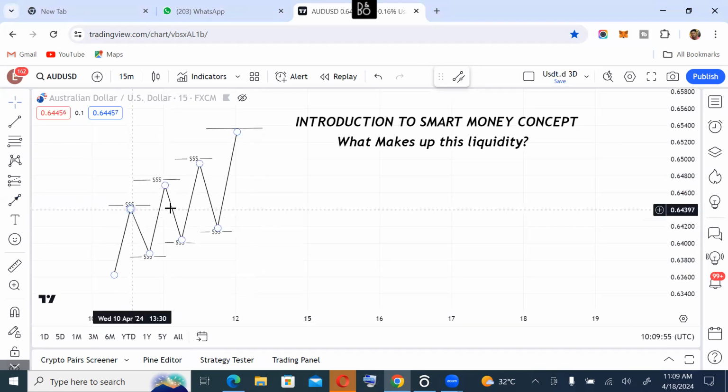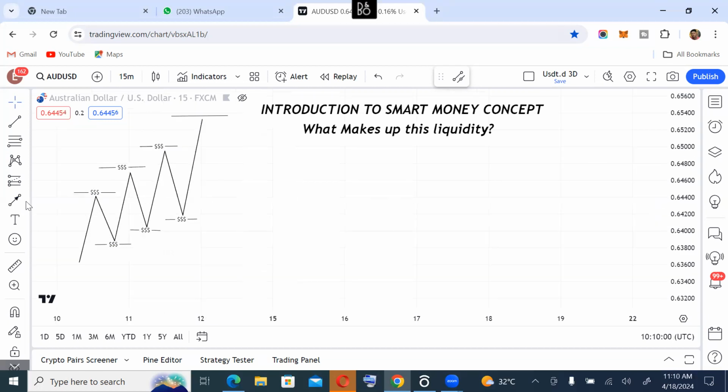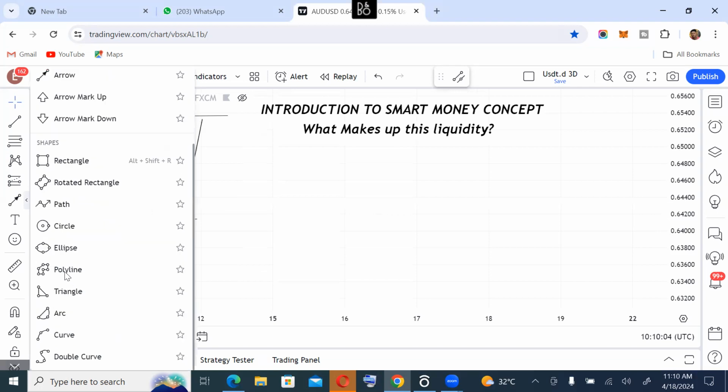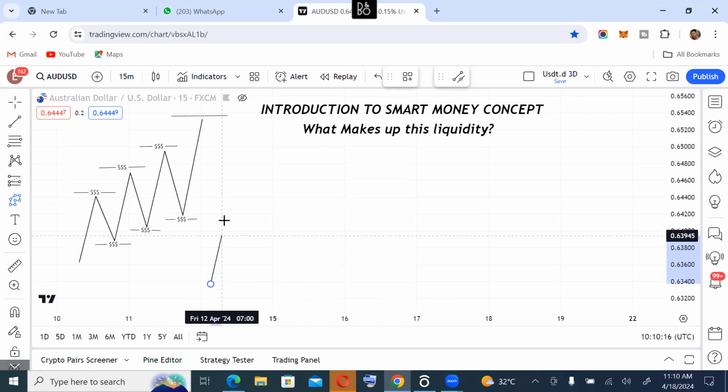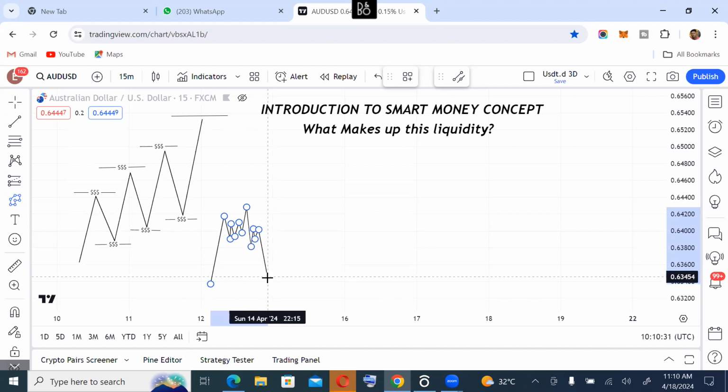a trend does not really move like this. It doesn't go up like this. No, it doesn't. See what it does. Real life, the market moves like this. Sweeps liquidity, comes down here again.